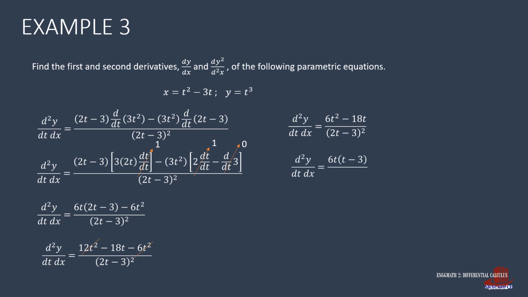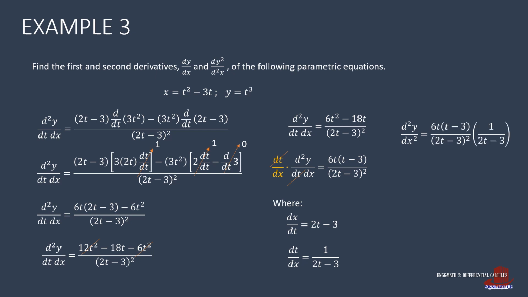Moreover, we again factor out 6t to make the equation 6t times the quantity of t minus 3 all over the square of 2t minus 3. From this point, we multiply dt all over dx to have the second derivative of y with respect to x without any dt. Earlier, we have dx all over dt as 2t minus 3. Take its reciprocal to have dt all over dx. Multiply this into the equation to have the final second derivative of y with respect to x as 6t times the quantity of t minus 3 over the cube of 2t minus 3.